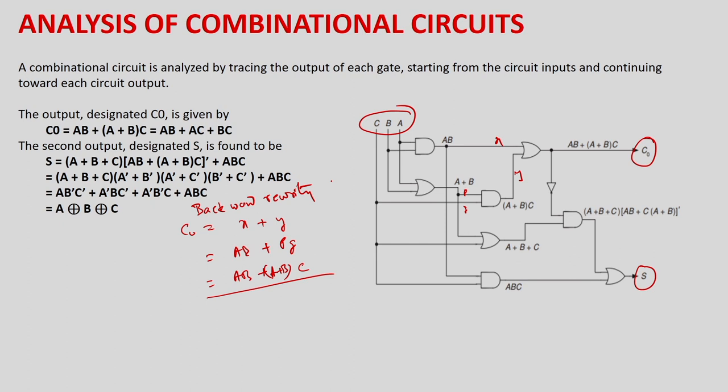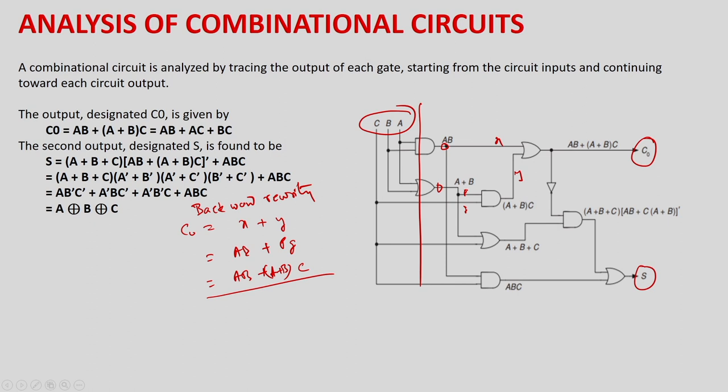You can do a forward rewriting in a similar manner. Say I will take this, and I will do it level-wise, finding the output corresponding to all the gates at level 1. So this is AB, this is A or B, right?